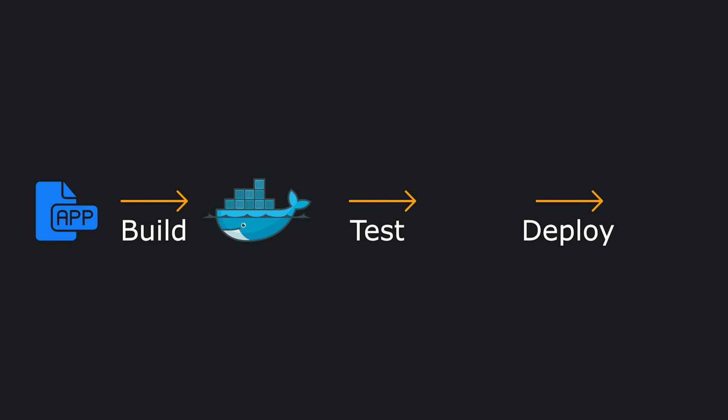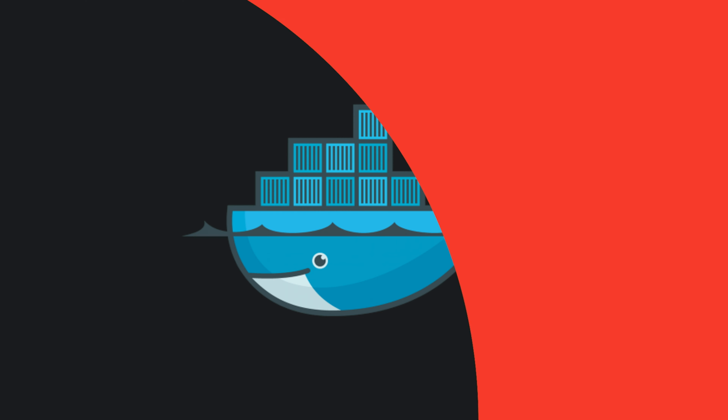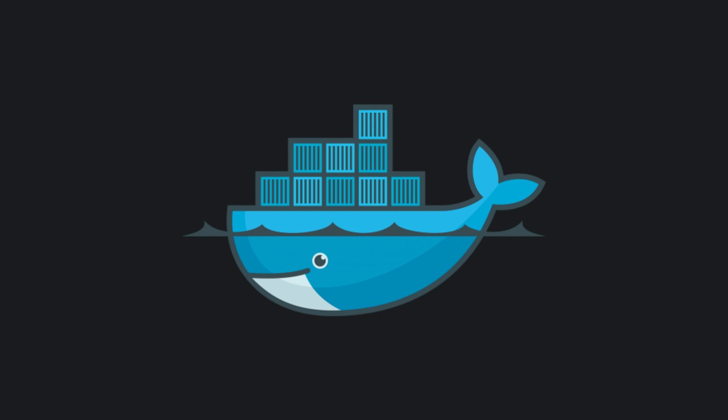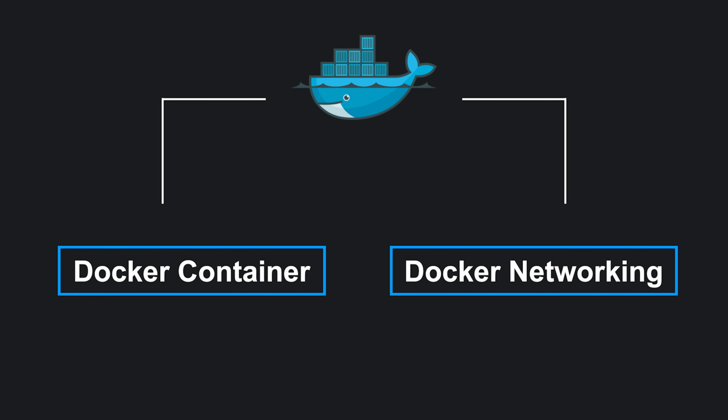Docker helps you build, test and deploy your application in an isolated environment and breaks the barrier of your system dependencies. Initially, Docker can be divided into two parts, Docker container and Docker networking. These topics can be covered in a different video of themselves, but we're going to see an overview of the following and focus on how you can practically use Docker itself.